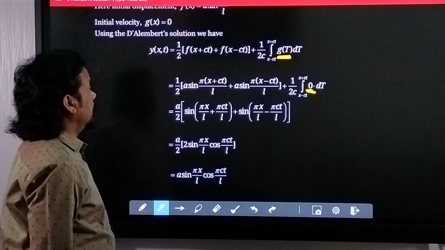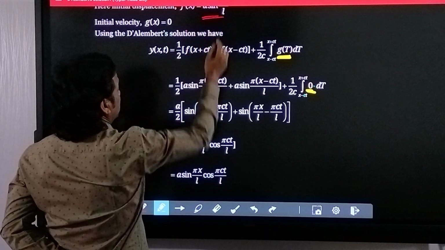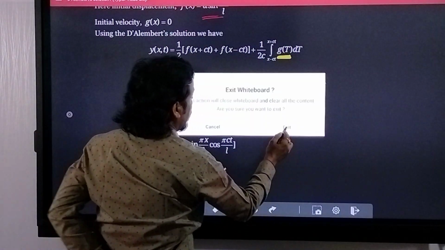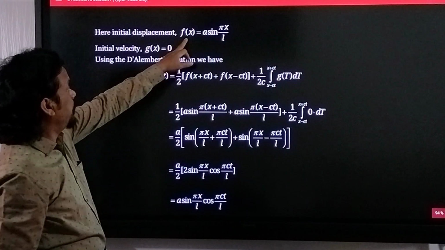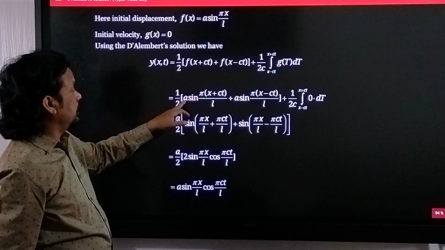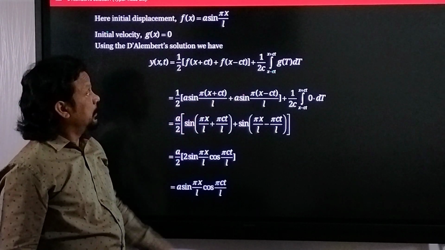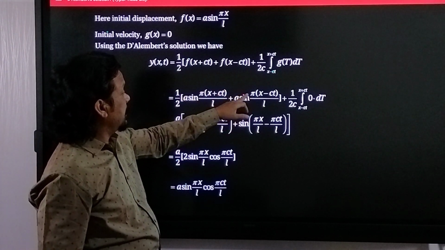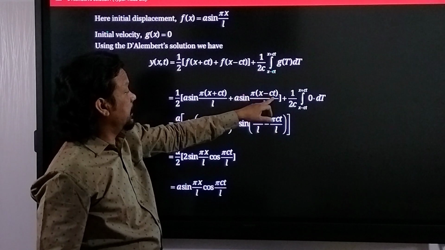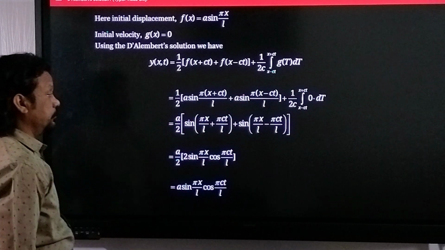Now here f of x is equal to a sin pi x by L. See here in the question, f of x is a sin pi x by L. So f of x plus ct is equal to a sin pi (x plus ct) by L, and for f of x minus ct, in place of x I have written x minus ct, a sin pi (x minus ct) by L, and the integral quantity becomes 0. Second term.